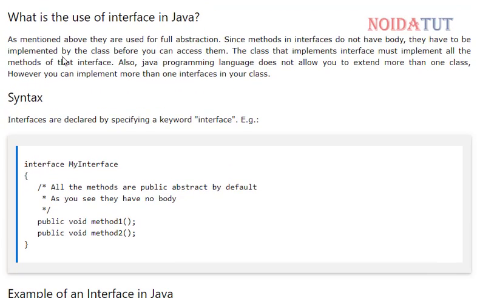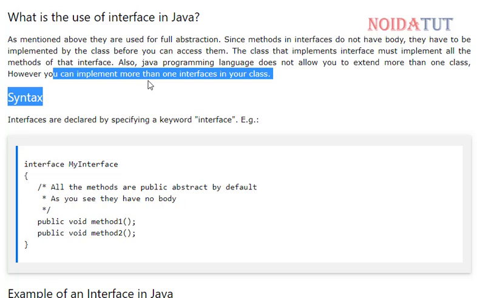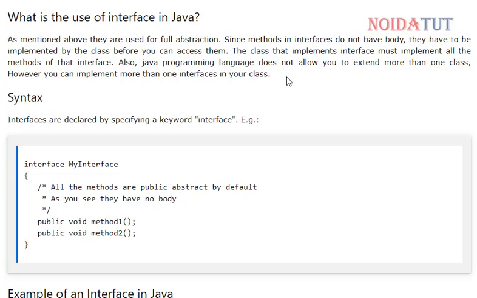So why do we use interface in Java? As mentioned above, they are used for full abstraction. Since methods in interface do not have a body, they have to be implemented by the class before you can access them. The class that implements an interface must implement all the methods of that interface. Also, Java does not allow you to extend more than one class. However, you can implement more than one interface in your class. It can be taken as multiple inheritance in Java.